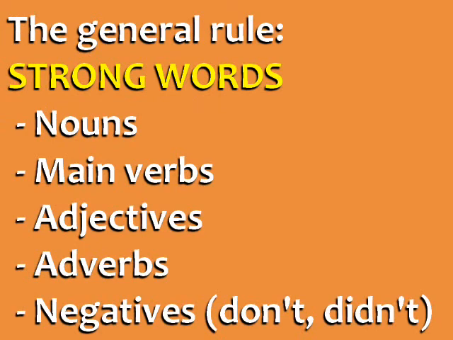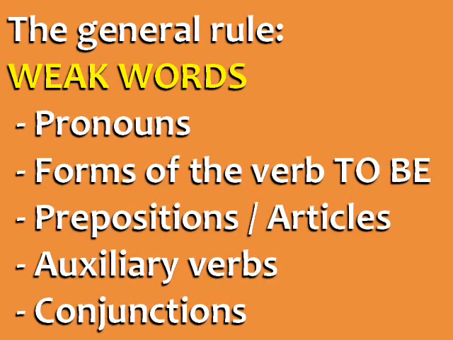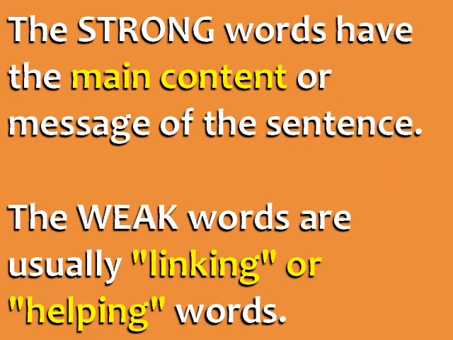This is the general rule for strong and weak words in English sentences. Strong words include nouns, main verbs, adjectives, adverbs, and negatives like don't, didn't, can't, won't, and never. Weak words include pronouns, forms of the verb to be, prepositions, articles, auxiliary verbs, and conjunctions. One way to think of it is that the strong words have the main content or message of the sentence, and the weak words are usually linking or helping words.